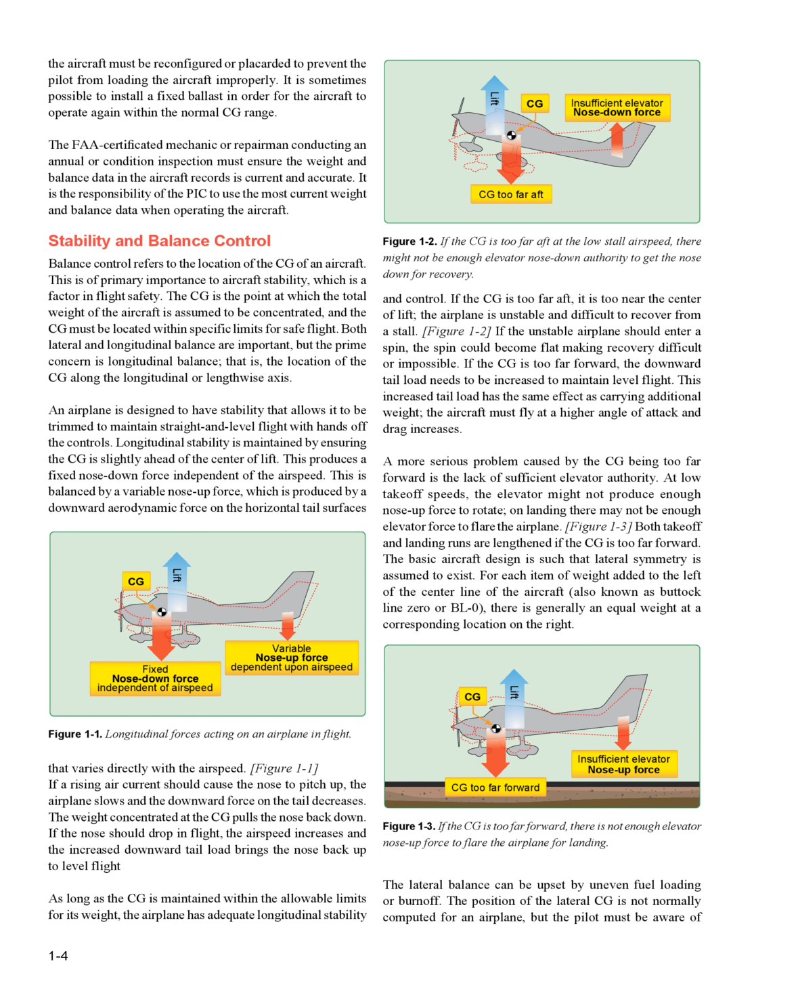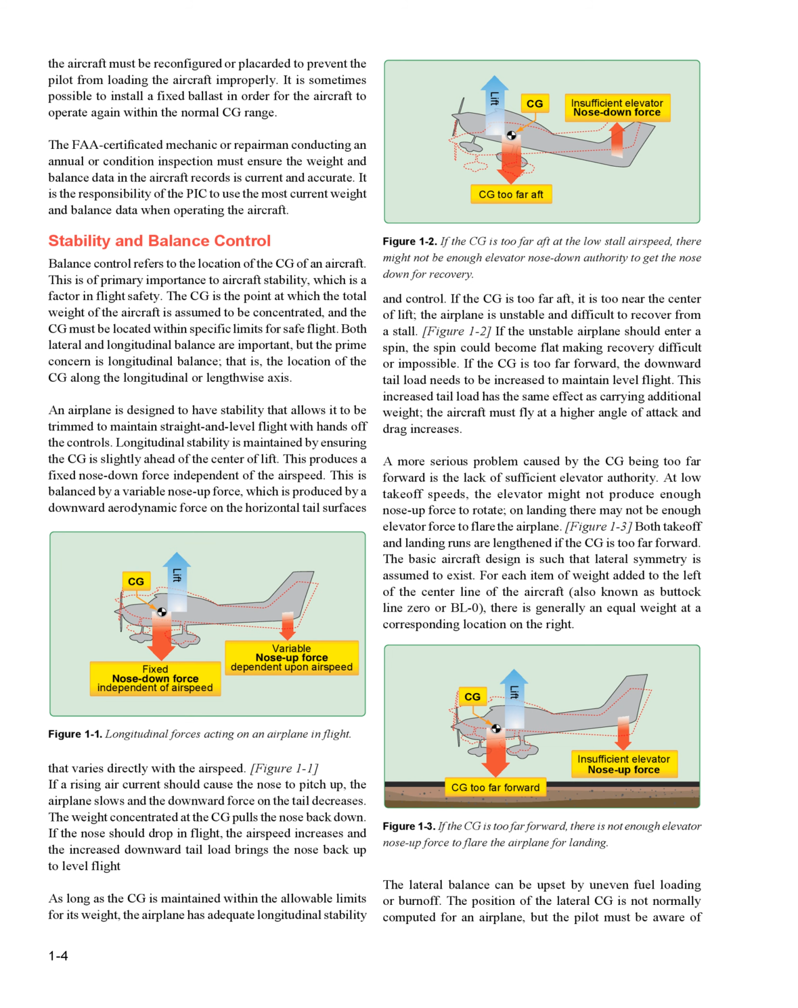An airplane is designed to have stability that allows it to be trimmed to maintain straight and level flight with hands off the controls. Longitudinal stability is maintained by ensuring the CG is slightly ahead of the center of lift. This produces a fixed nose-down force independent of the airspeed. This is balanced by a variable nose-up force, which is produced by a downward aerodynamic force on the horizontal tail surfaces that varies directly with the airspeed.